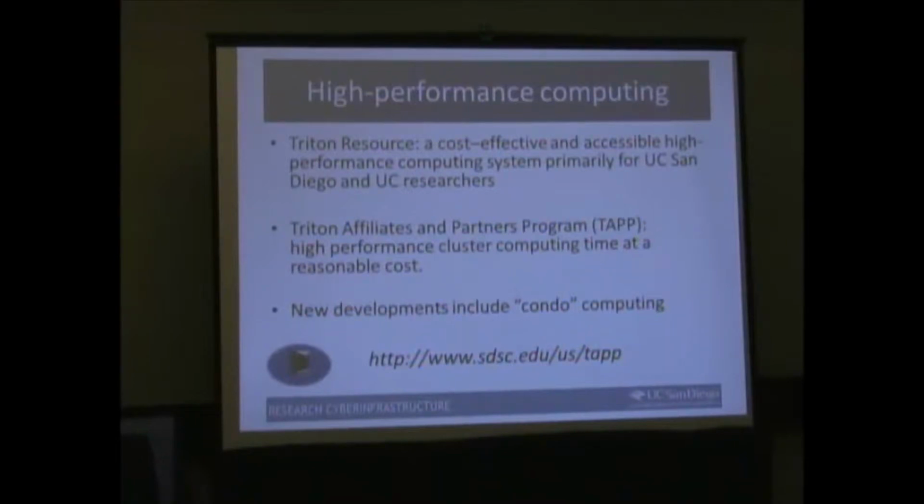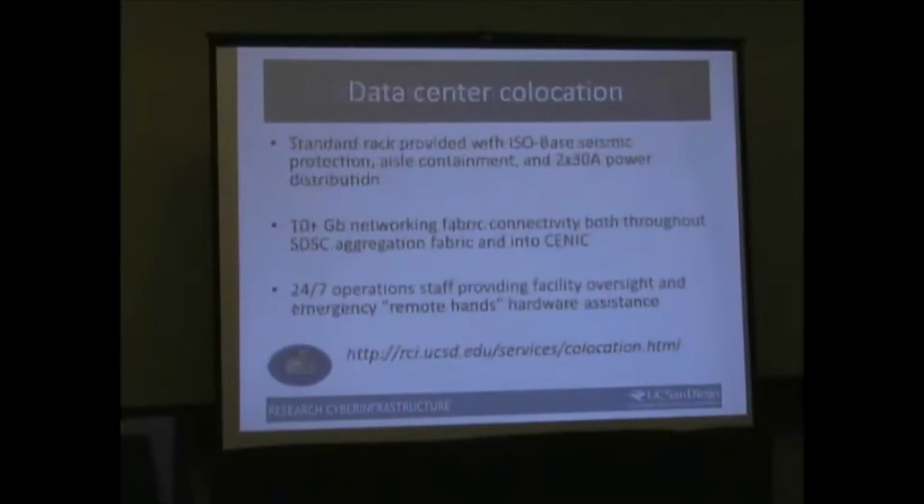And so we were tasked with spinning up new processes and new tools for this. Also to look at new ways to provide high performance computing, such as condo computing, virtual machines, all those kinds of things that tend to happen. So we're looking hard at that.